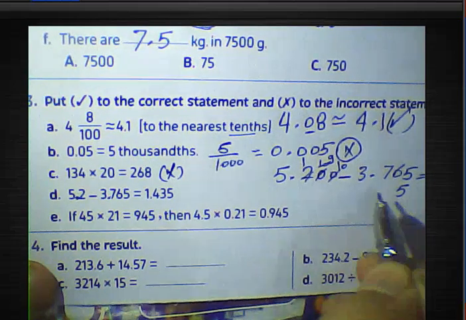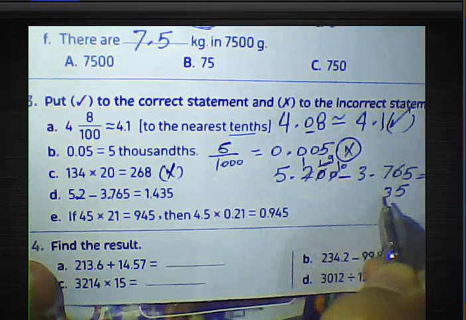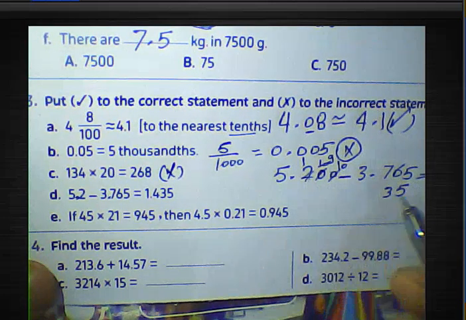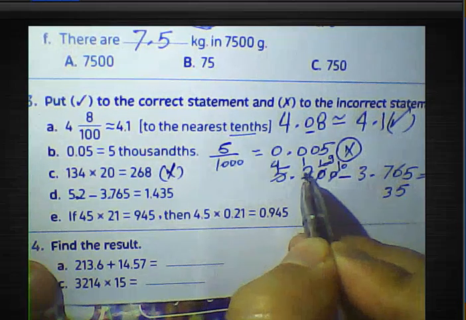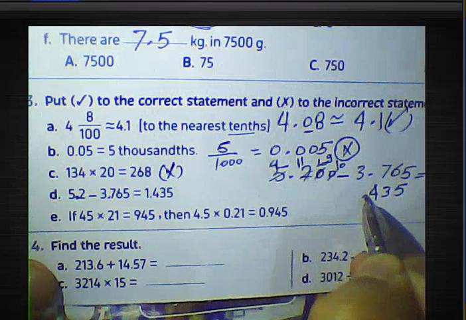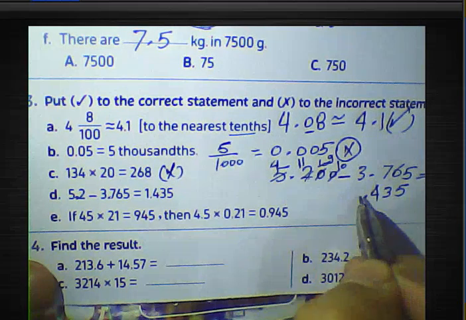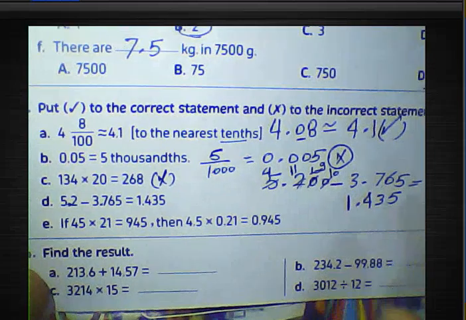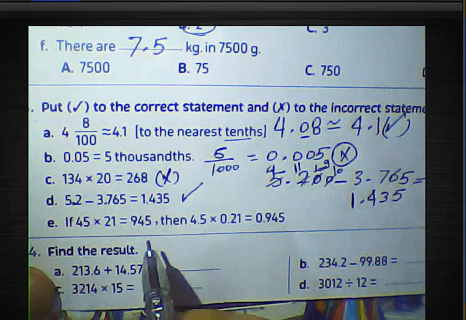10 minus 5 equals 5. 9 minus 6 equals 3. Okay. And 1 minus 7, we can't do it. Must borrow 1 from 5, it will be 4. And this number 11. 11 minus 7 equals 4. Write the point here. 4 minus 3 equals 1. So this number will be true. Okay. We can write true here.